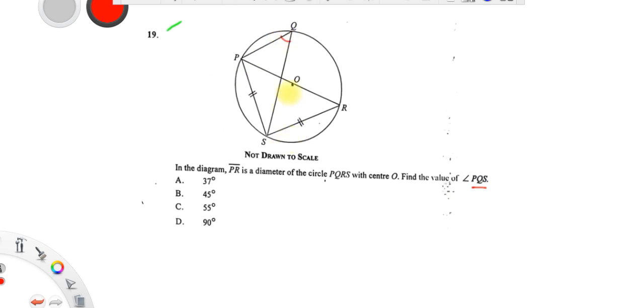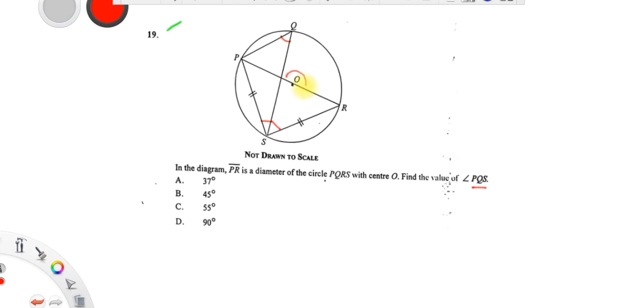We have to identify the theorems here. So we have a diameter. We know that the diameter makes an angle of what? 90 degrees on the circumference. You know that the diameter always forms an angle of 90. Why? Don't just know that, understand, because we are saying that the angle is formed by an arc. So this arc PR is forming an angle of 180 degrees at the center.